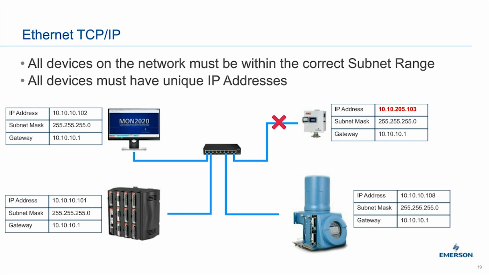And so if we change that IP address to be 10.10.10.103, it will now communicate over this network, and it will now be able to communicate over to the GC. So that's an important fundamental for TCP/IP networks: the IP addresses, while they need to be unique, need to be in the same subnet range, and that is set by the subnet mask and the numbers in the IP address, the first three numbers in the IP address.